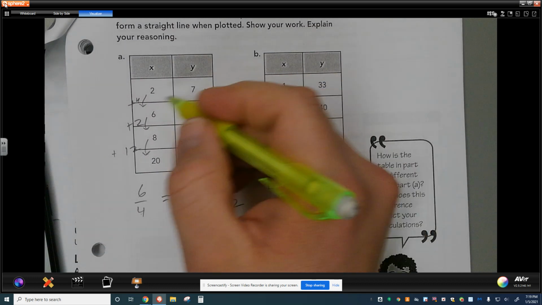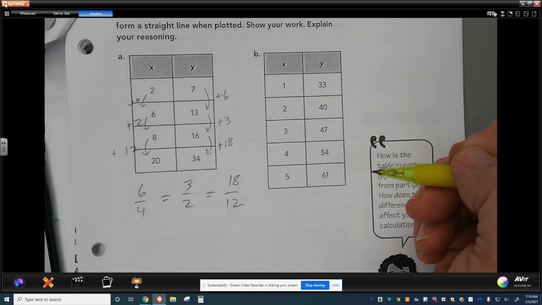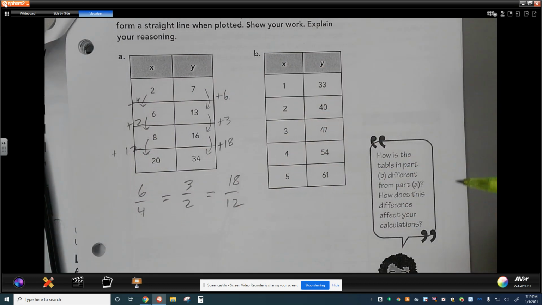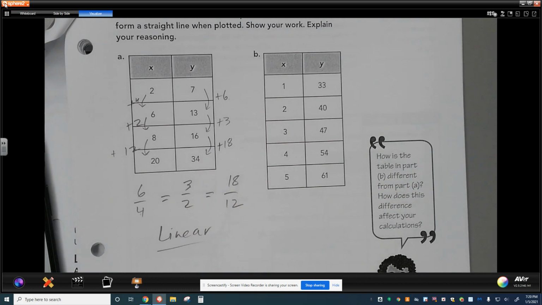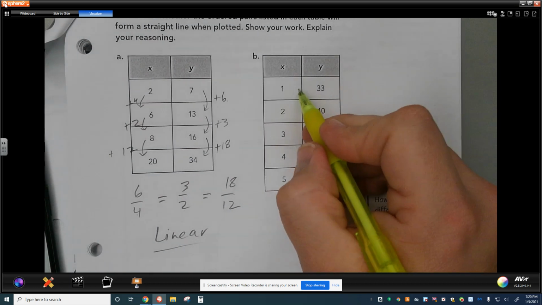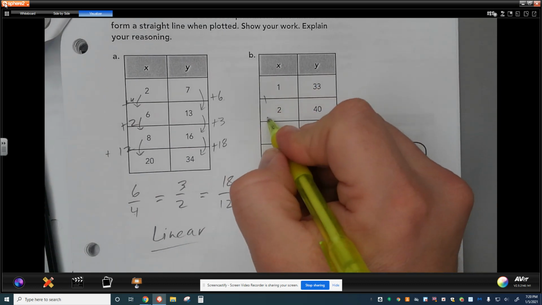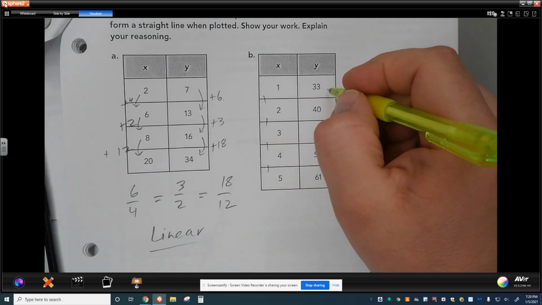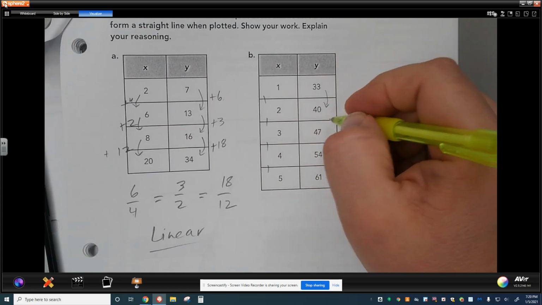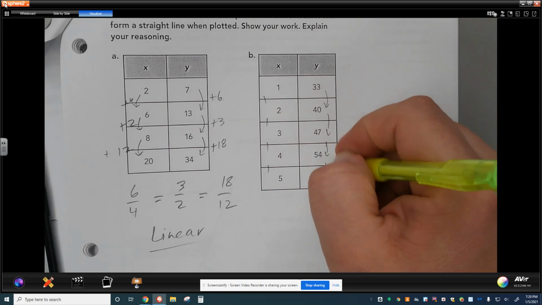And since all of these rates in here are equal, right, 6/4 is equal to 3/2 is equal to 12/8, this is a linear relationship. Kind of cool. Looking at this one, the change in y, this is a change of 1, 1, 1, 1. It's just constantly increasing by 1.